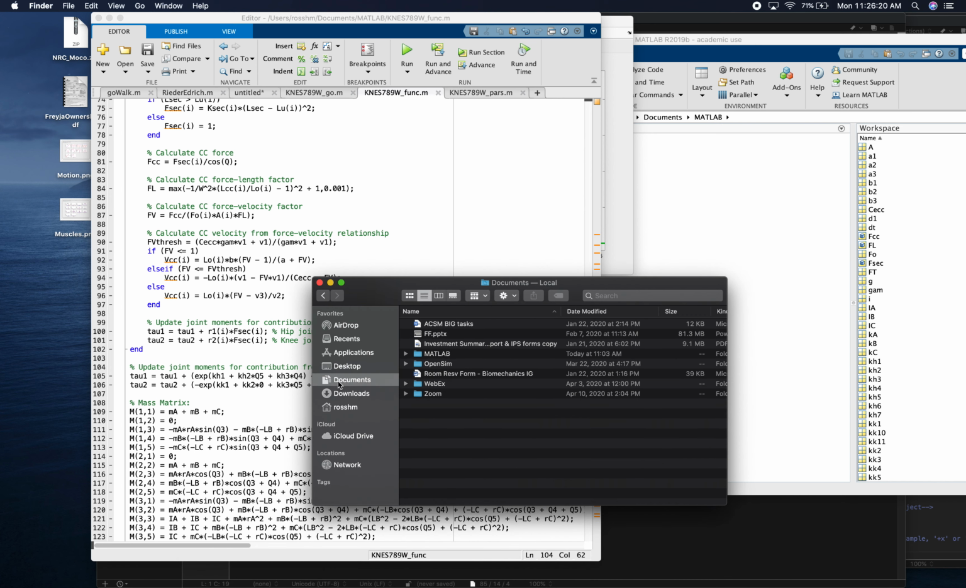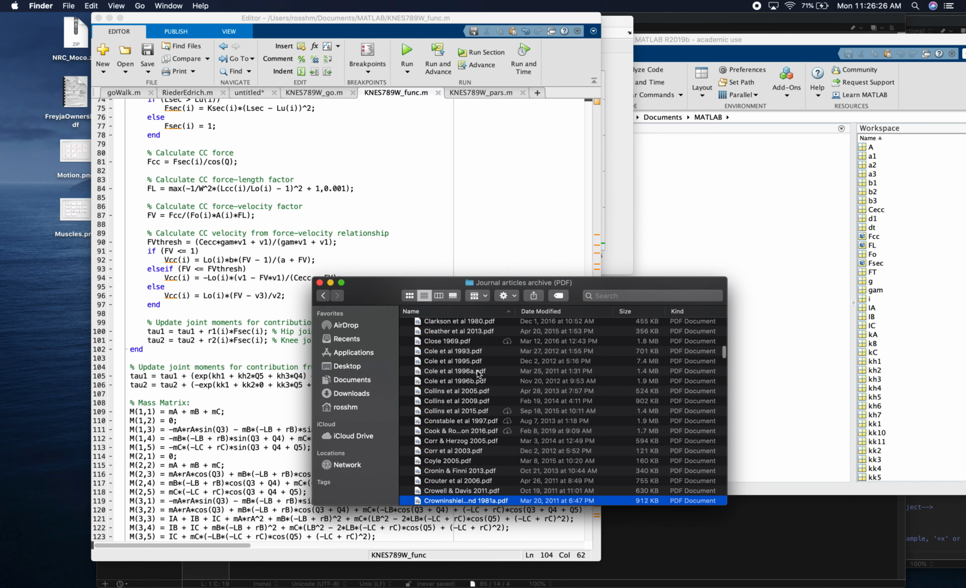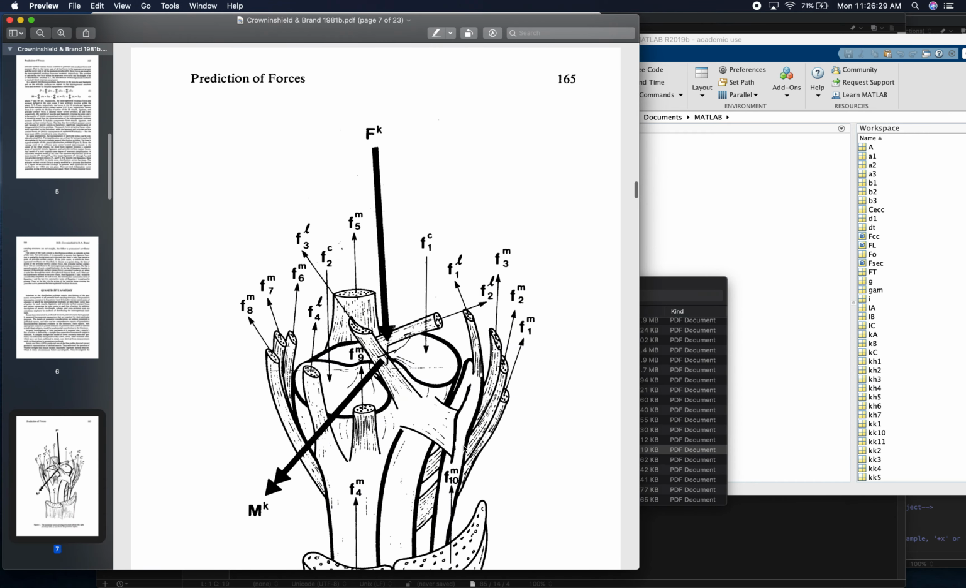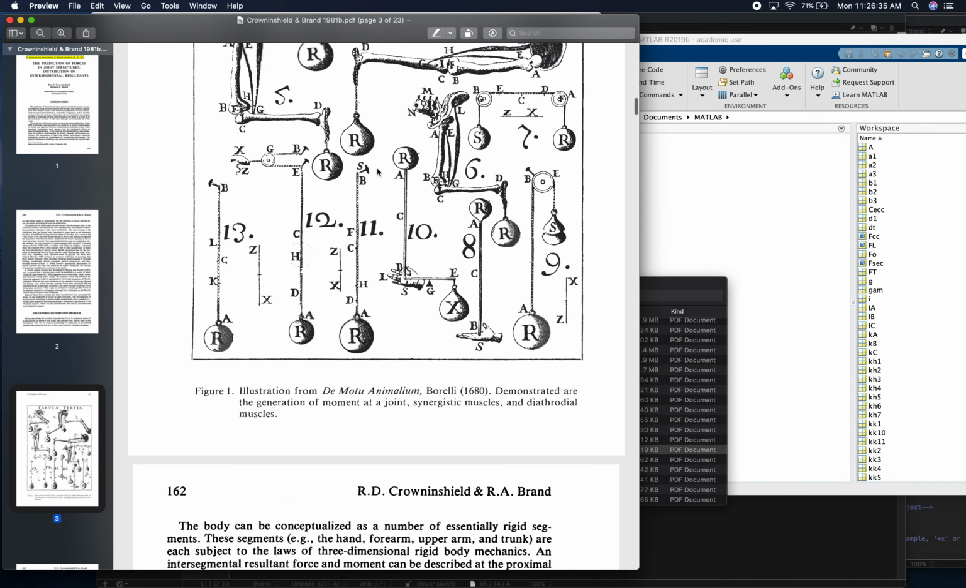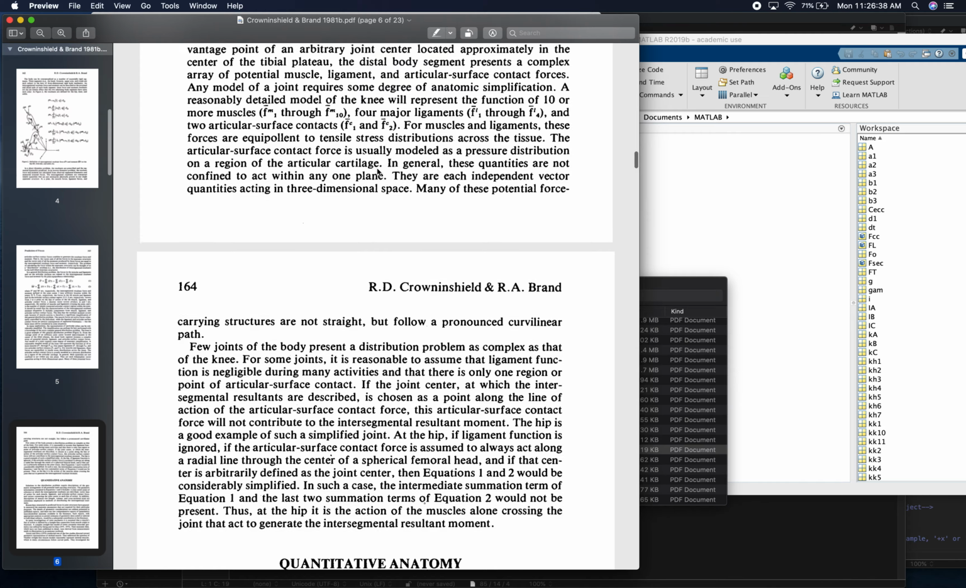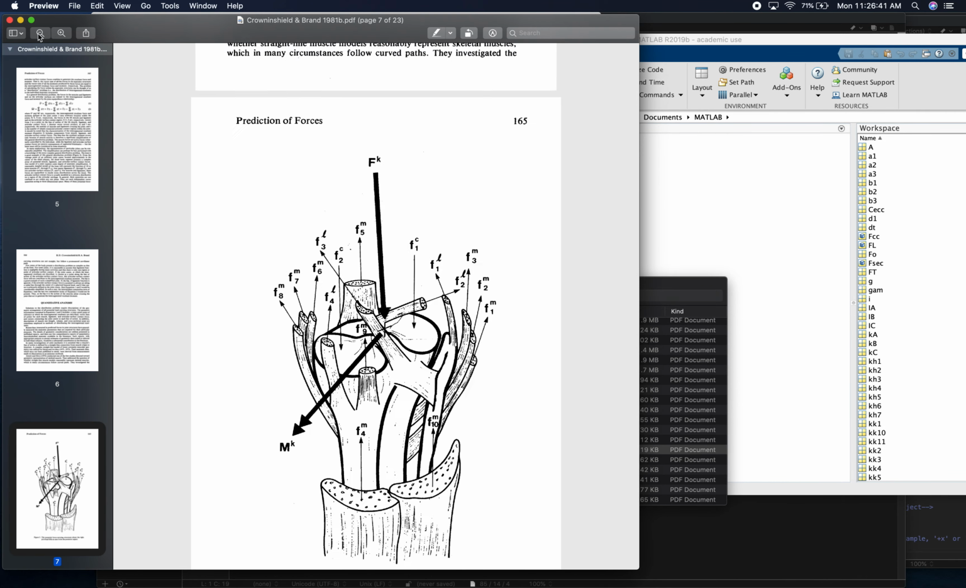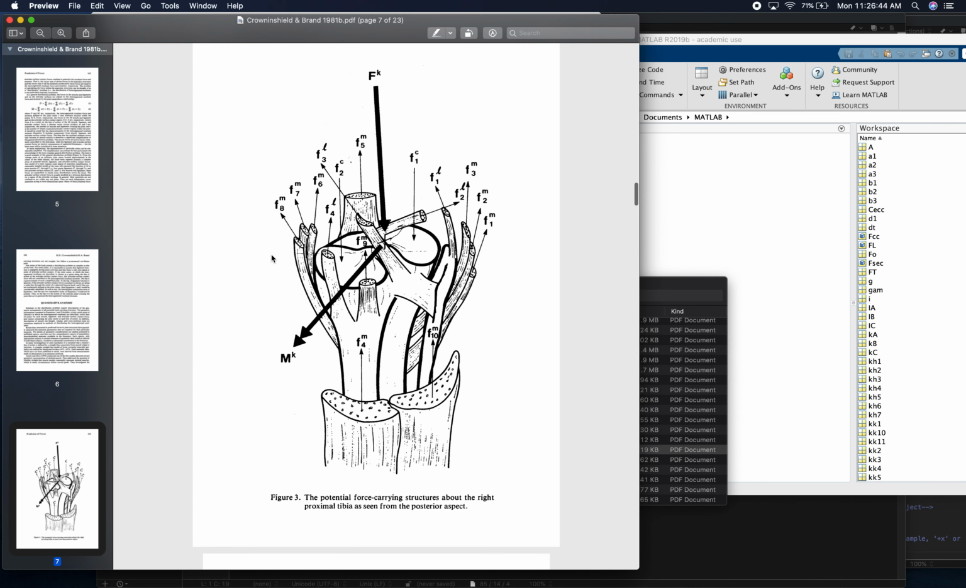I'm going to pull up one of our earlier readings from class, the Crowninshield and Brand review article. So this one here, Prediction of Forces and Joint Structures. If you scroll down to Figure 3 here, this is a famous figure in biomechanics. This is showing the relationship between resultant forces and moments at joints in the thick black lines and internal structural forces at joints in the smaller, thinner lines. Okay? So these big thick lines, this one, Fk, would be the resultant force at the knee, this one, Mk, would be the resultant moment at the knee.